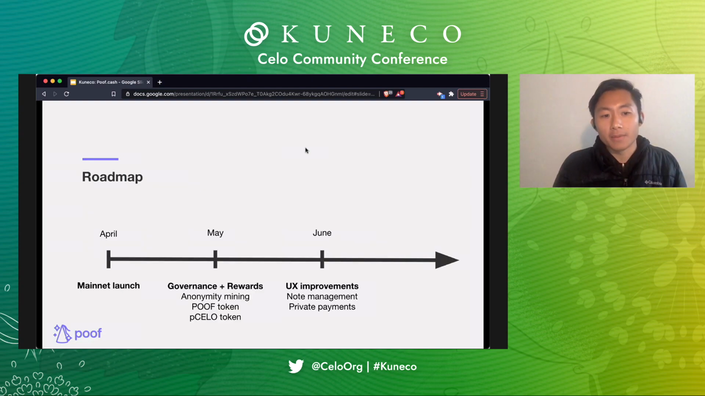In terms of our roadmap, in April, we want to have a mainnet launch with our core privacy functionality. In May, we want to have governance and rewards set in place. And in June, we want to focus on UX improvements. So that way, privacy doesn't need to be difficult.